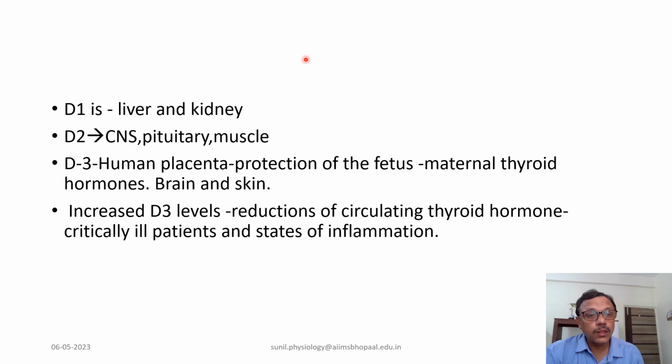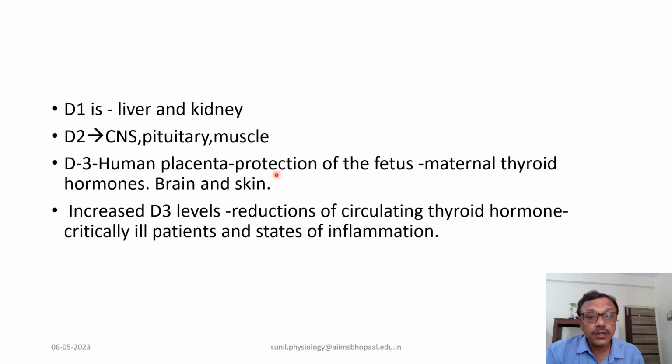Now, when T4 is converted into T3 in the peripheral tissue, there are various types of enzymes that help with the conversion. There are basically three types of enzymes present in the body: D1, D2 and D3. D1 is present in the liver and the kidney. D2 is present in the pituitary, muscle and the central nervous system. D3 is present in the brain and skin, and also in the human placenta for the protection of the fetus.